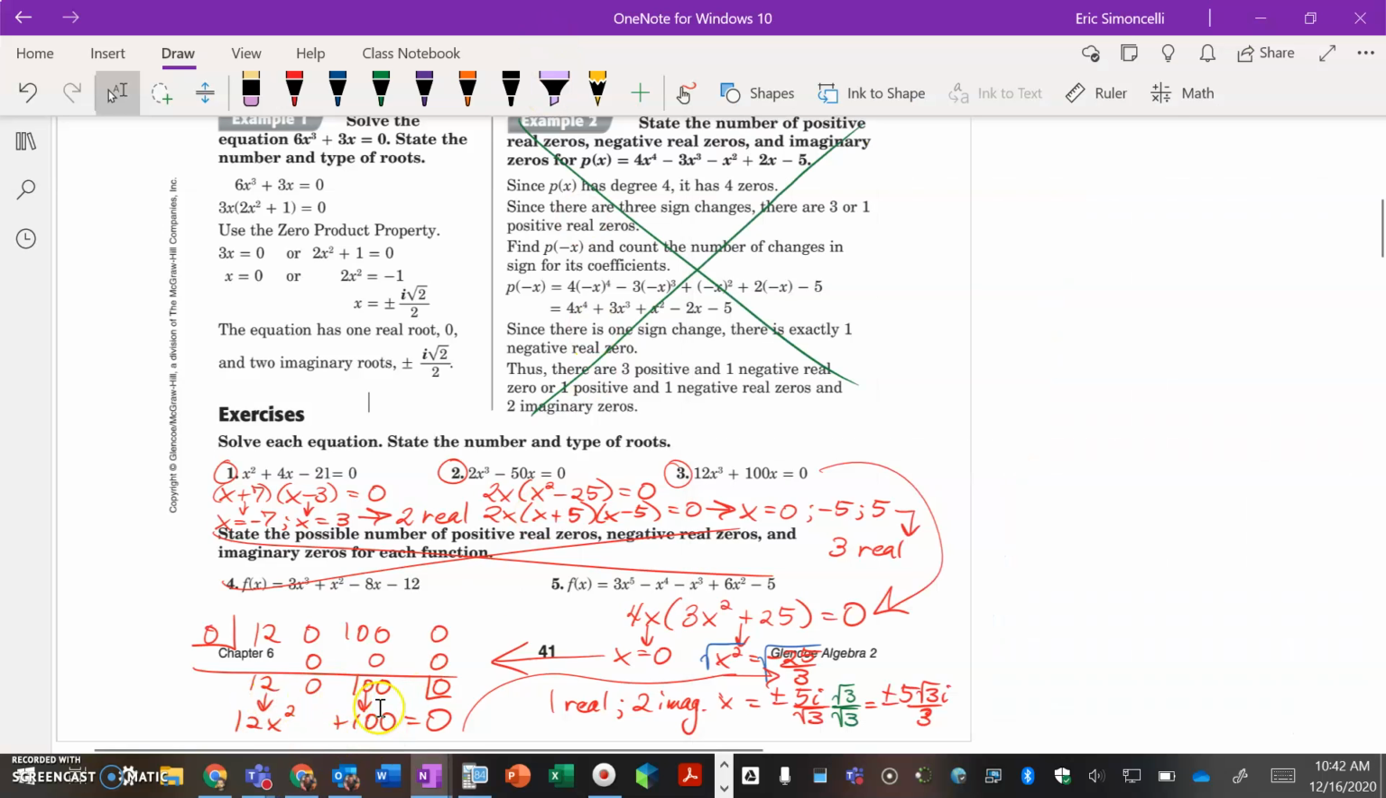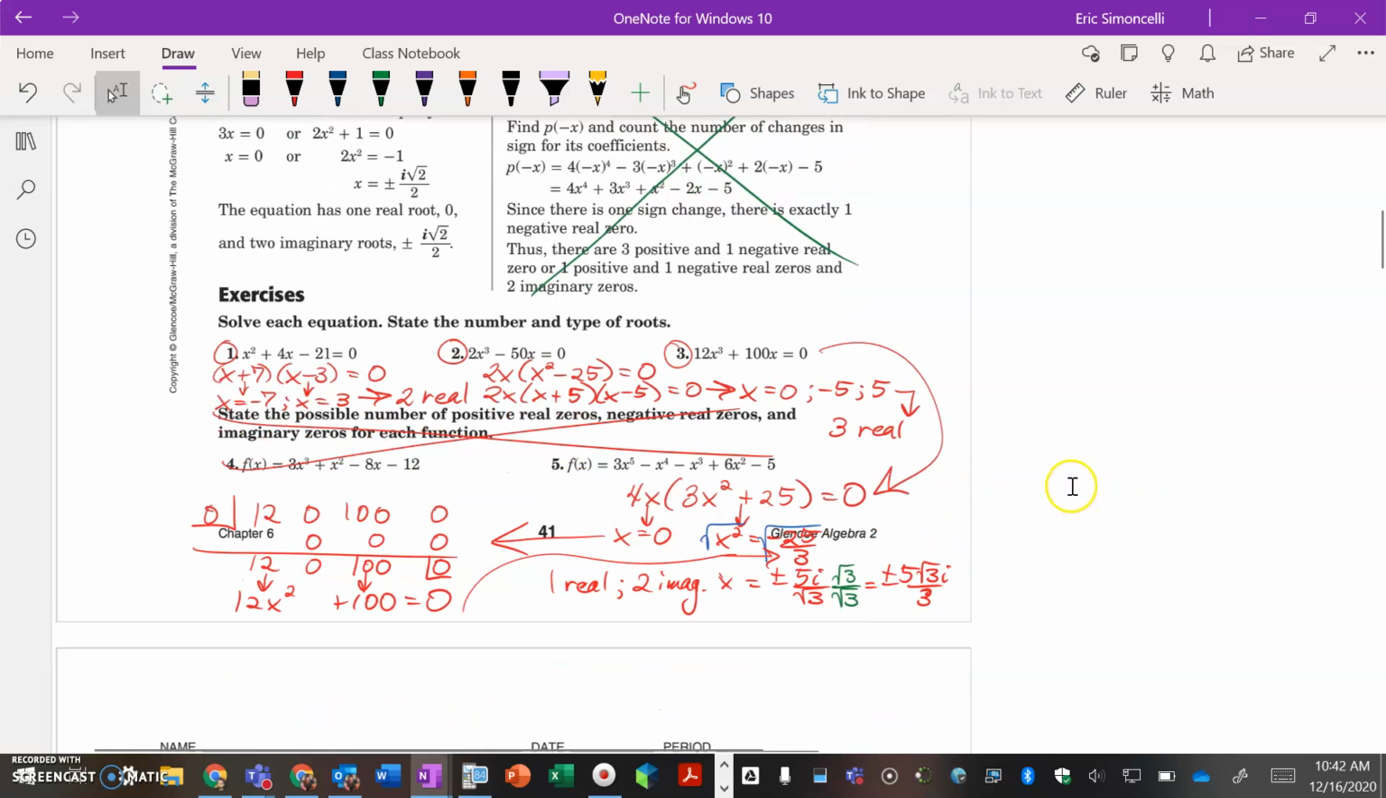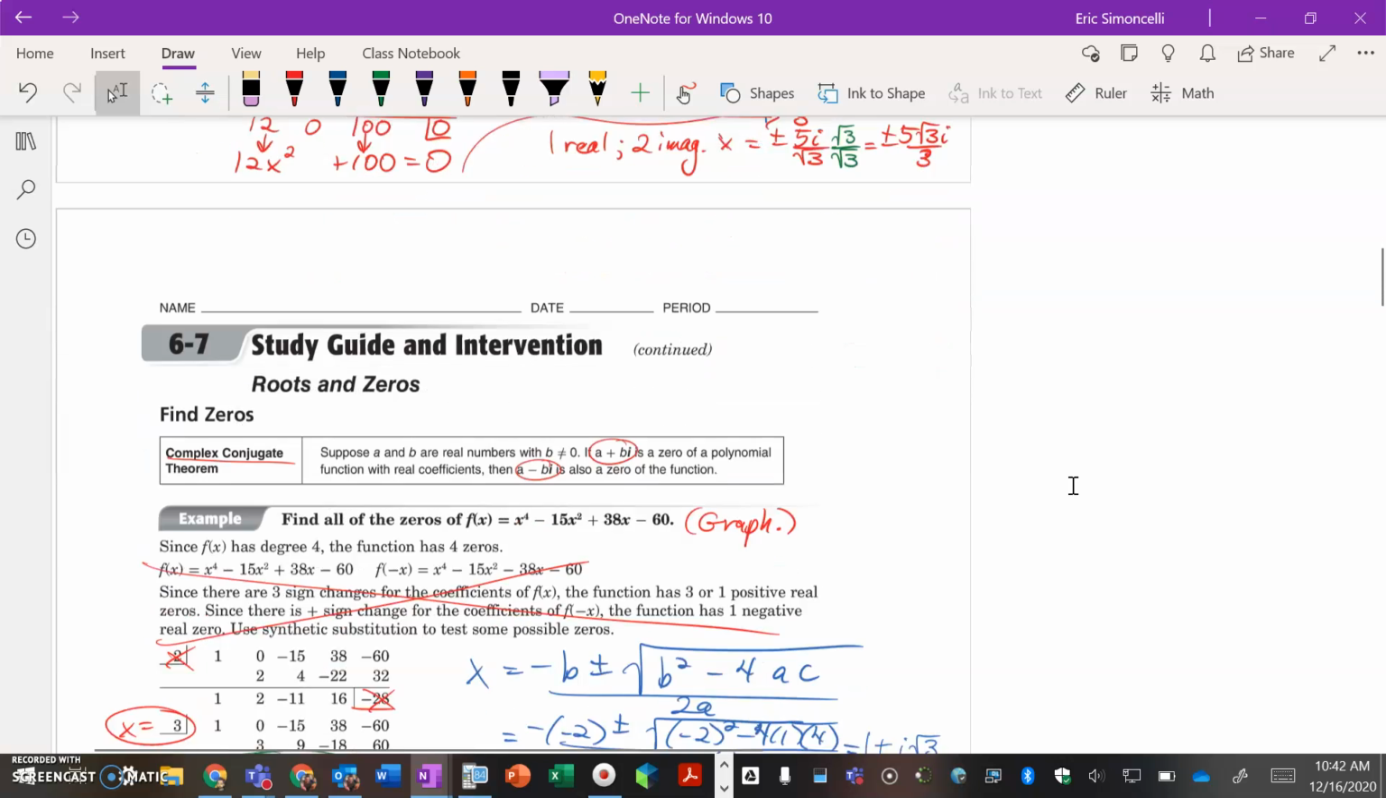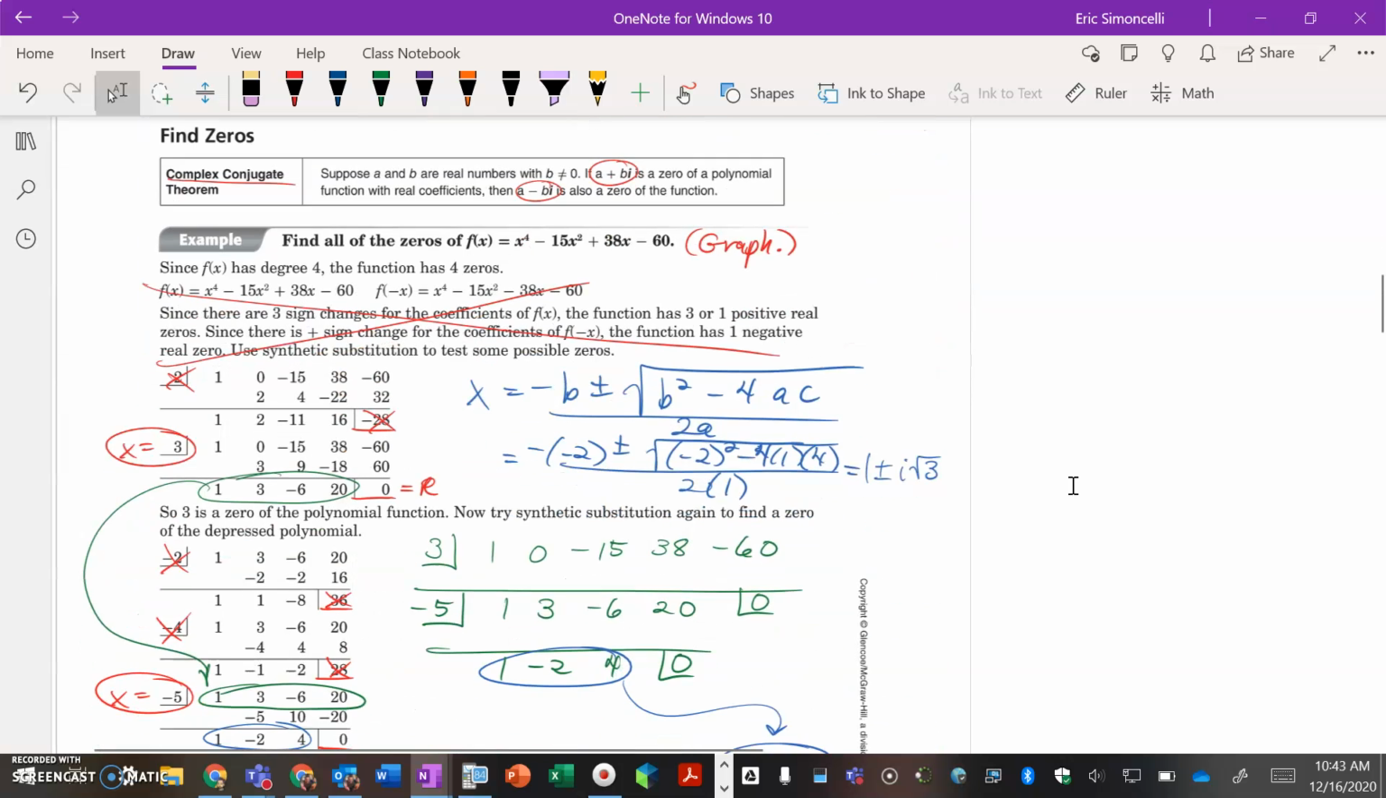This particular equation, you can also subtract 100, divide by 12, and in the end, you'll still get these 2 imaginary zeros. So there's really more than one way, as we described in the last section, of course. There's more than one way to go through and factor your polynomials. On the next page, we'll continue again here, finding zeros.